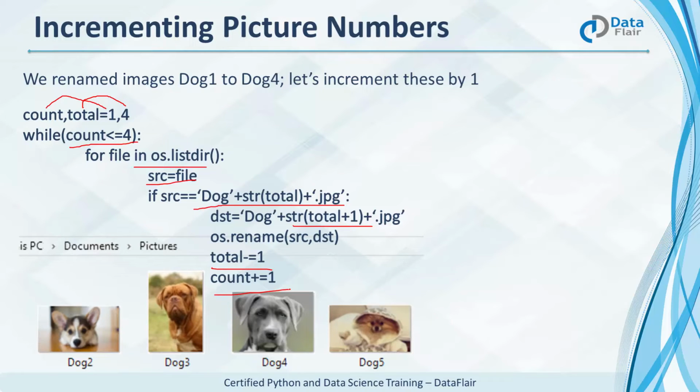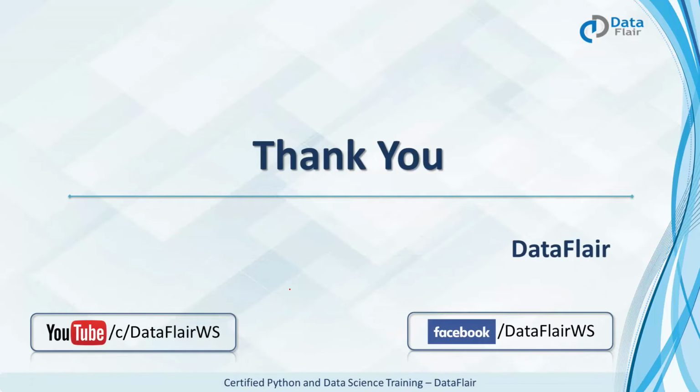We started renaming with dog4 because if we would have renamed dog1 first, dog2 already existed. And that's how you rename files using Python. To master anything, you should try using it to solve your own problems. So go ahead and explore.